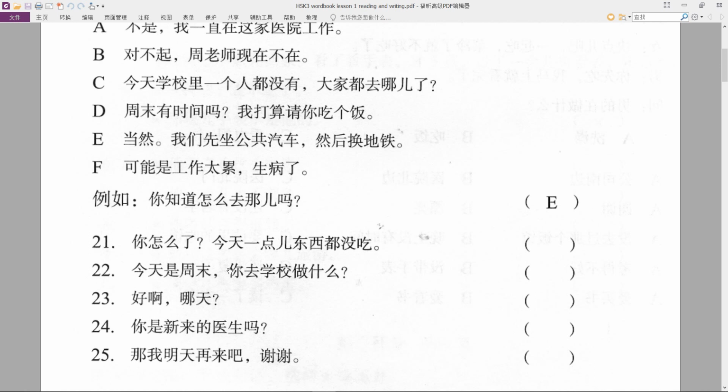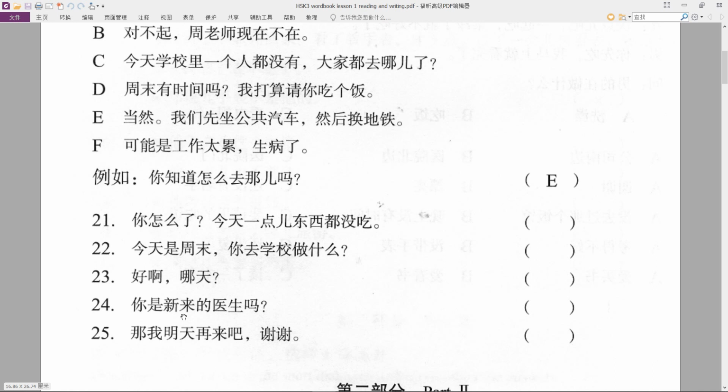23, 好啊. Great, yes, sure. 哪天, 哪 means which, 天, day, which day? I think this is quite clear as a D. So, 周末有时间吗? 我打算请你吃个饭. So do you have time a weekend? I plan to invite you to have a meal. So yeah, which day? Which day on that weekend?